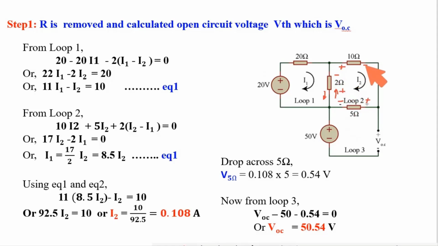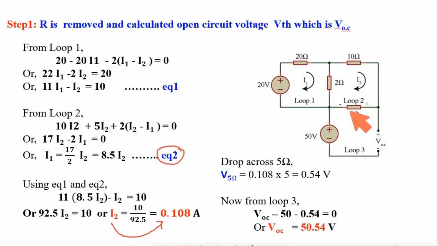So see, this is plus minus plus minus plus minus. So the summation of these three will be equal to 0. So this is 10 into I2, 5 into I2 plus 2 into I2 minus I1 is equal to 0. So ultimately I1 is equal to 8.5 into I2. This is equation 2. Solving equation 1 and equation 2, I got I2 is equal to 0.108 amperes, which is flowing through this 5 ohm resistance.